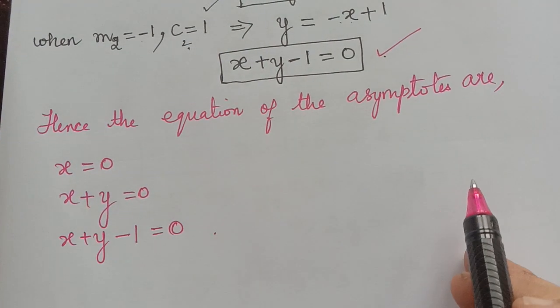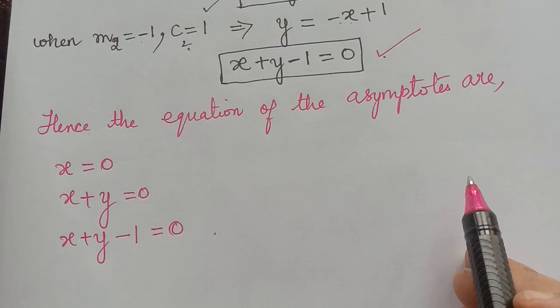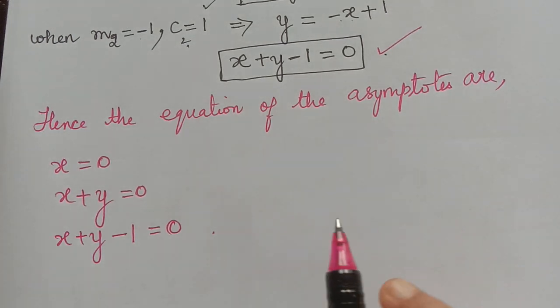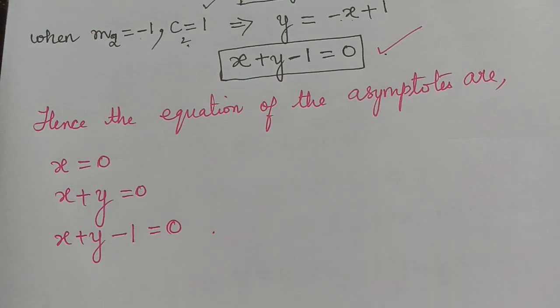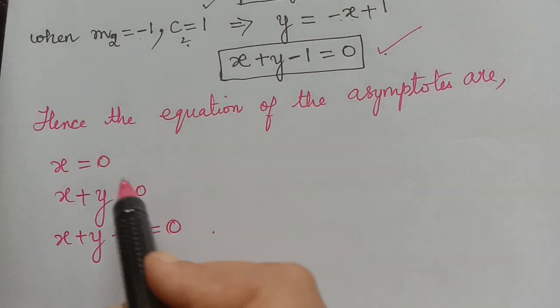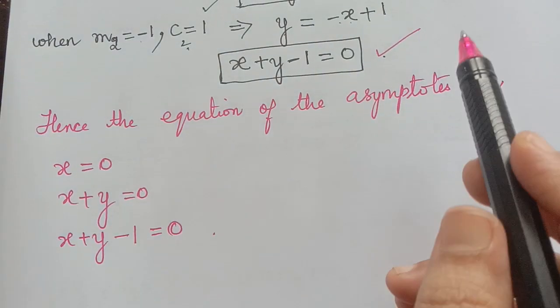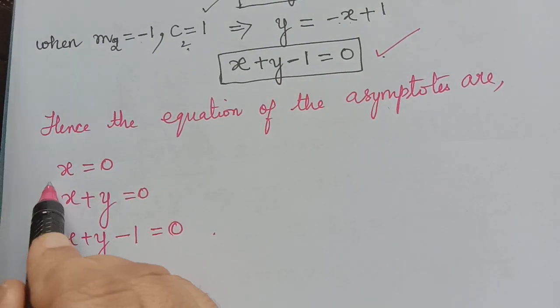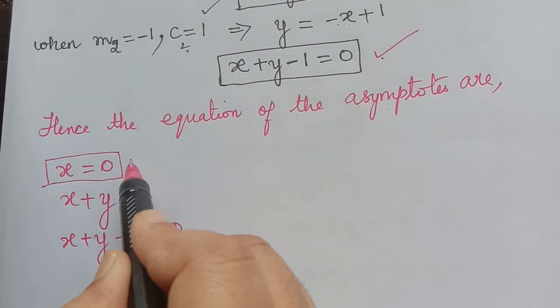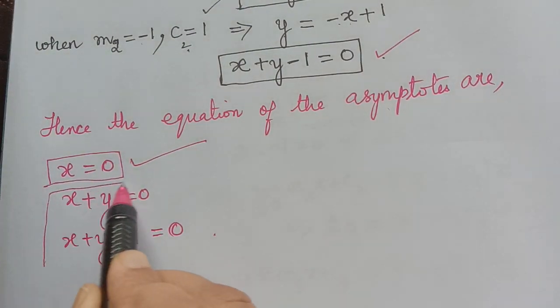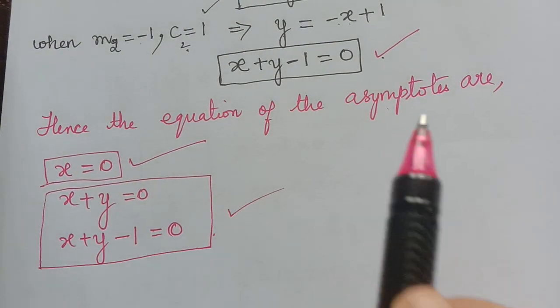So this problem gives us an example for equations having both parallel asymptotes as well as oblique asymptotes, because the previous problems that we dealt with had either parallel asymptotes or oblique asymptotes only. But in this problem we observed that this given equation has three asymptotes, out of which one is a parallel asymptote and the other two are oblique asymptotes.